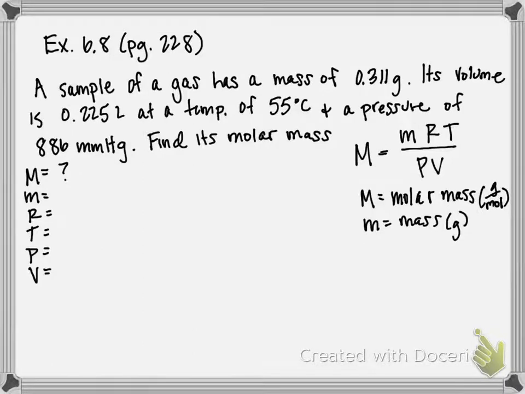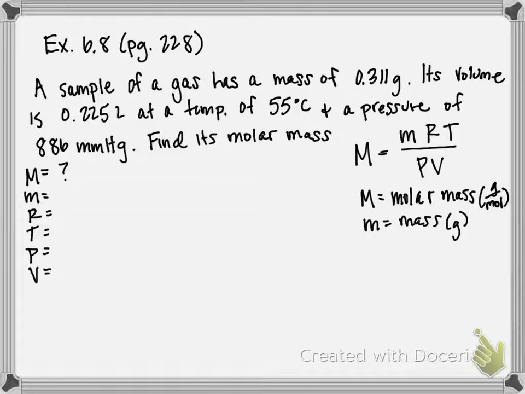This is example 6.8 on page 228 of our text, and this is another variation of the ideal gas law equation that allows us to use mass, ideal gas constant, temperature, pressure, and volume to solve for the molar mass of a gas.